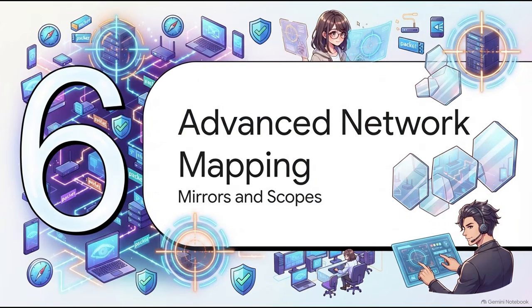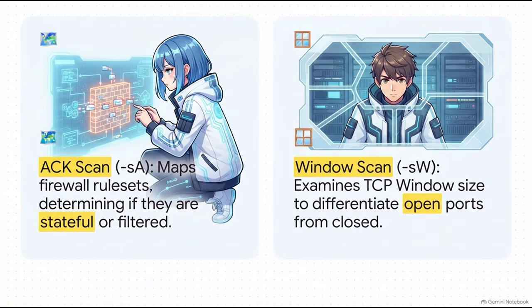Advanced Network Mapping. Now here we have two distinct command line tools that flip the script on how we normally operate. The TCP ACK scan, using the -sA flag, actually never determines if a port is open or closed. No, it's exclusively used to map out stateful firewall rule sets to see exactly what is being filtered.